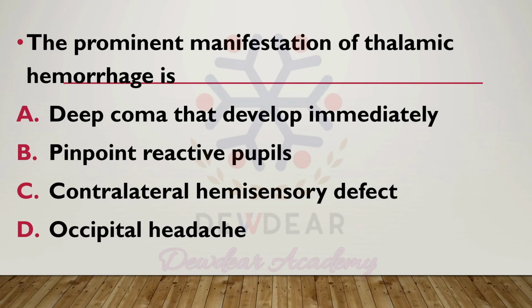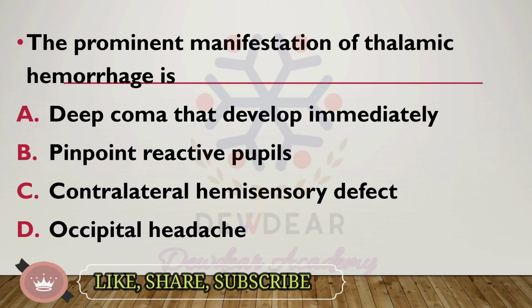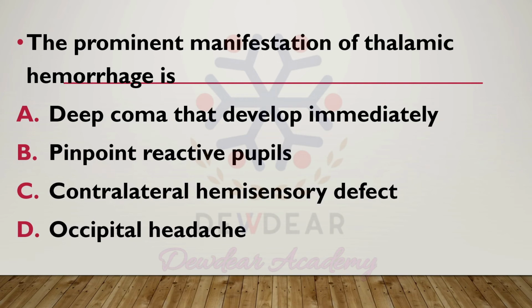The prominent manifestation of thalamic hemorrhage is? Options are deep coma that develops immediately, pinpoint reactive pupils, contralateral hemisensory defect, occipital headache. Correct answer is option C, that is contralateral hemisensory defect is the prominent manifestation of thalamic hemorrhage.